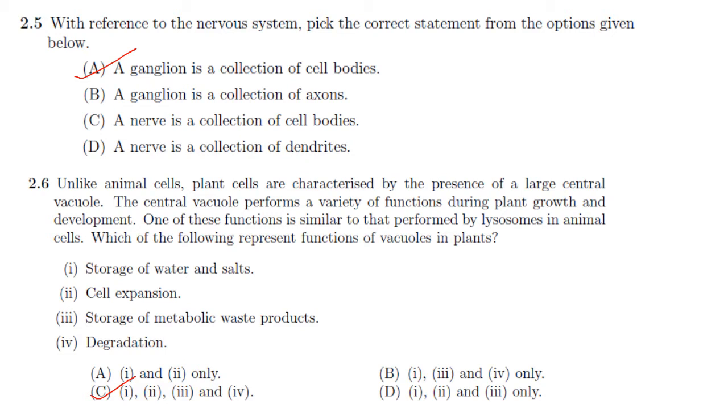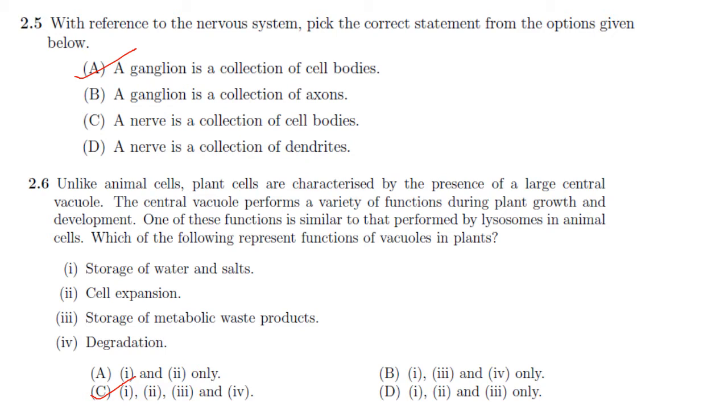With reference to the nervous system, pick the correct statement from the options given below. A ganglion is a collection of cell bodies. That's correct. A ganglion is a collection of axons. A nerve is a collection of cell bodies. A nerve is a collection of dendrites. So a ganglion is a collection of cell bodies. That is correct.